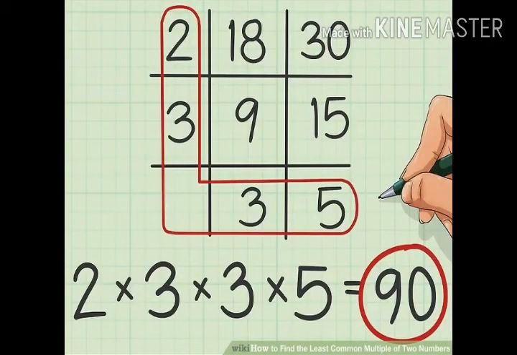Let's take another example. Here we are told to find the LCM of 18 and 30. So we will do the repeated division, and what we will get, 2, 3 as common factors and 3, 5 as the extra. So we have to multiply all the factors, then we will get 90 as the answer.